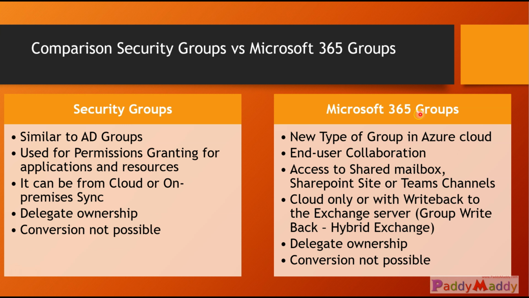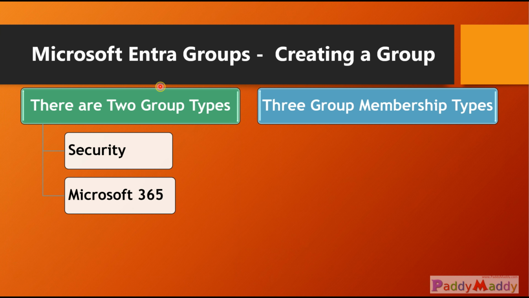So Microsoft 365 groups are purely cloud-based groups. So you cannot go back to your on-premises to be synced up. It's only possible with hybrid Exchange configuration. So that's a major difference. Now let's go back to the previous slide, which we talked about two types of the groups. So now we know what is security and 365.